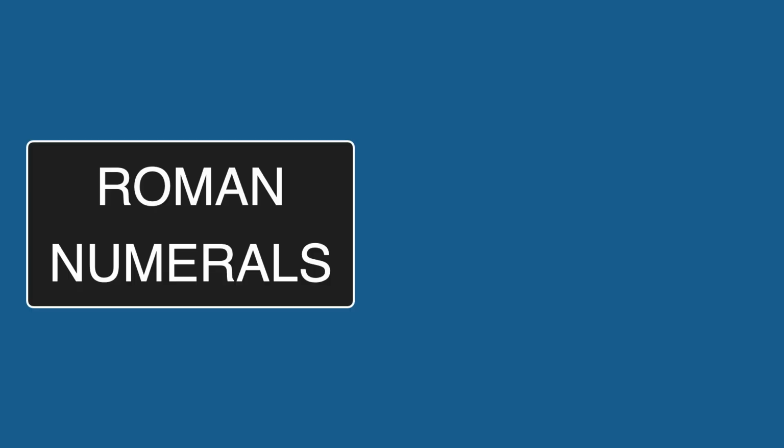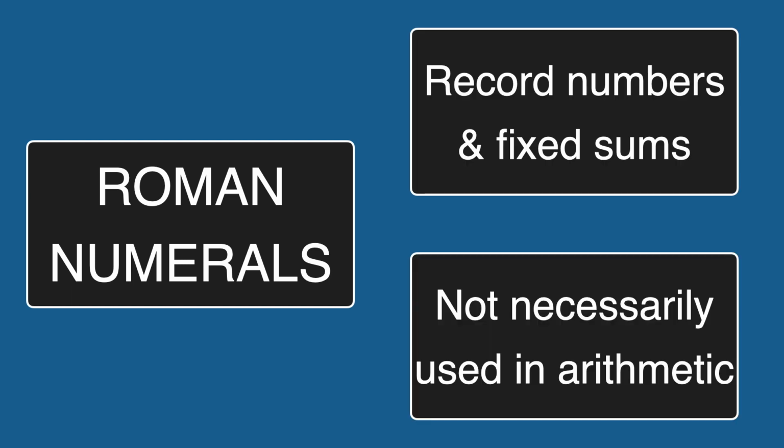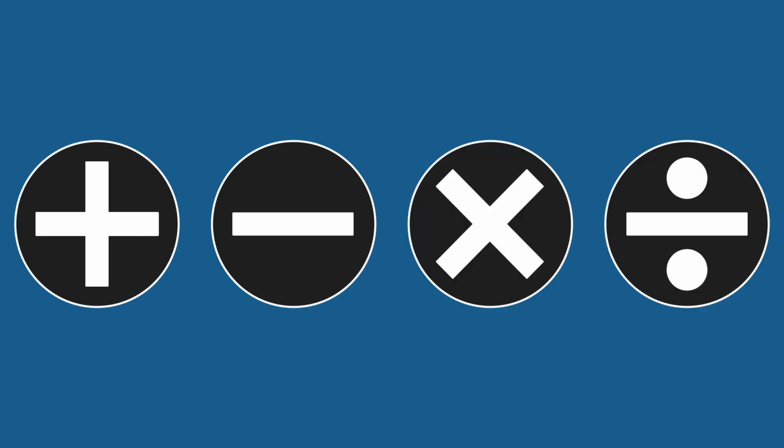Well, the Romans actually did not do this because that was not the purpose of the numerals. They were for recording numbers and fixed sums, not necessarily doing arithmetic. This is not to say that you can't do basic addition and subtraction, as well as multiplication and division with Roman numerals. You can, and they do occasionally show up in the sources, but that was not their primary function.